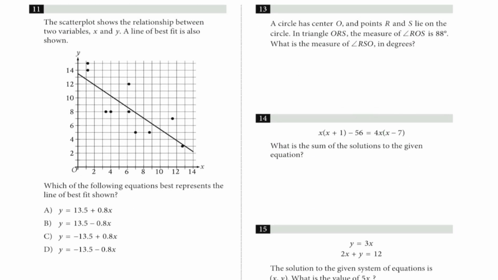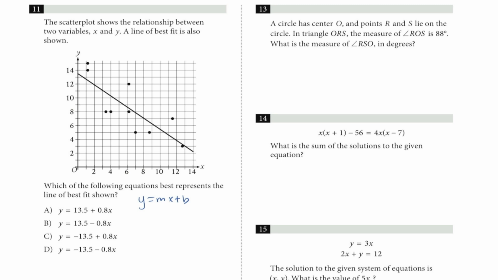Number 11. It says the scatter plots show the relationship between two variables, x and y. A line of best fit is also shown. Which of the following equations best represents the line of best fit shown? So for this question, we are going to use Desmos. I feel like if we're ever trying to find the equation of a line written as y equals mx plus b, which all of these answers are, then I really like Desmos. We'll actually talk about 2 ways we could use Desmos for this question.